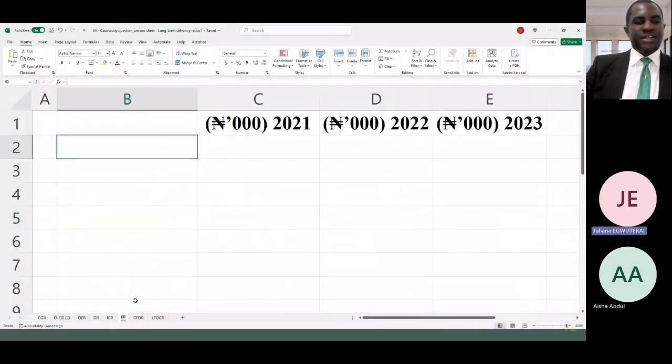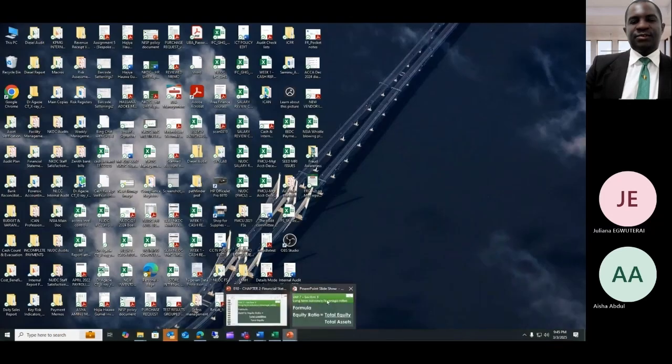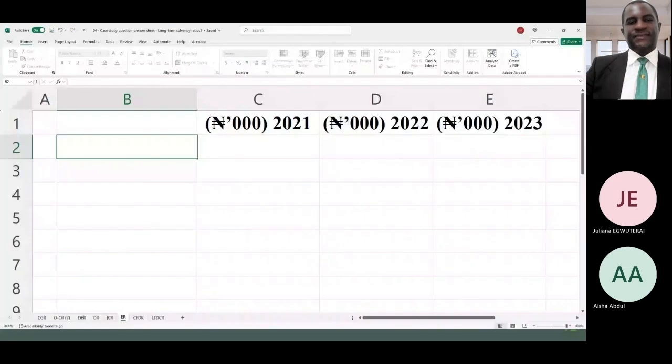Is it measured in percentage? Yes, just like the debt. This is a percentage, and you want to see how much percentage of total assets is financed by equity. Exactly.